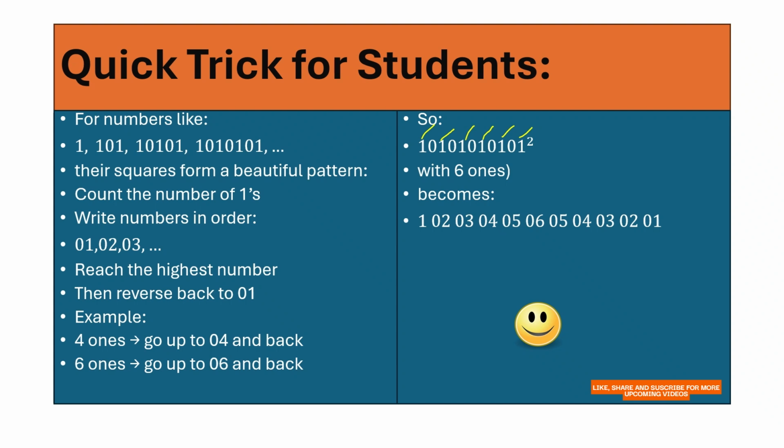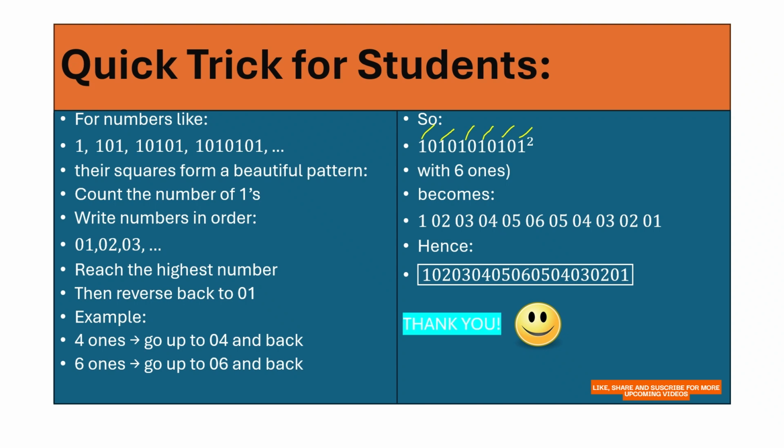Now you need to reverse back. Again in reverse, it's 0, 5, 0, 4, 0, 3, 0, 2 and 0, 1. Hence, this is your answer. I hope this trick is clear to you. This was a short video to make you understand what a Pythagorean triplet is and how to solve these types of questions.